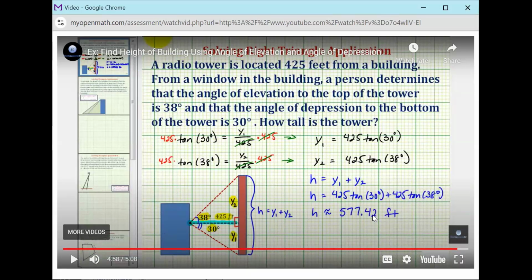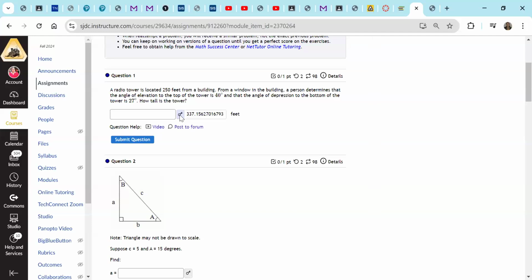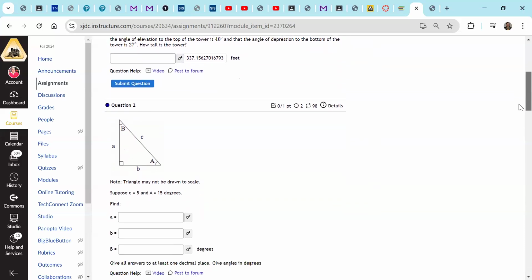Our question is exactly similar. Our question is also having that scenario. So when that is applied in our problem, we will reach 337.1562 in calculation. Only numbers we are changing are 250, 40 degrees, and 27 degrees. You can run that calculation and relook at that problem.